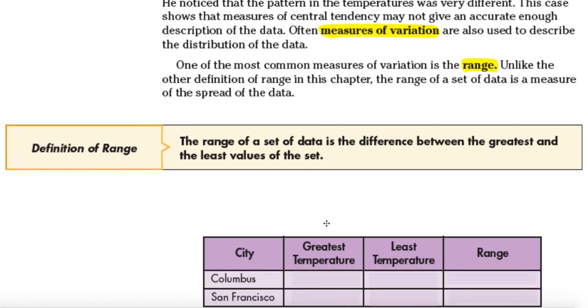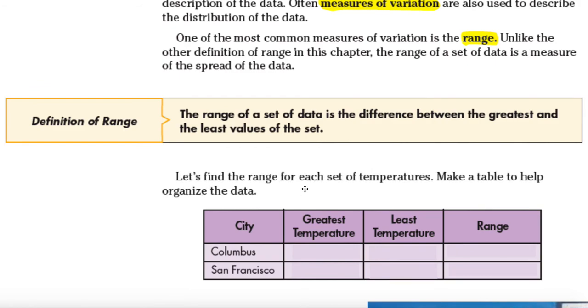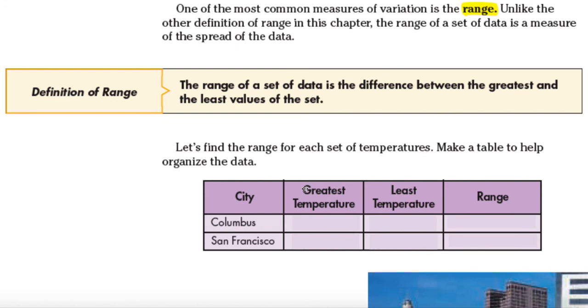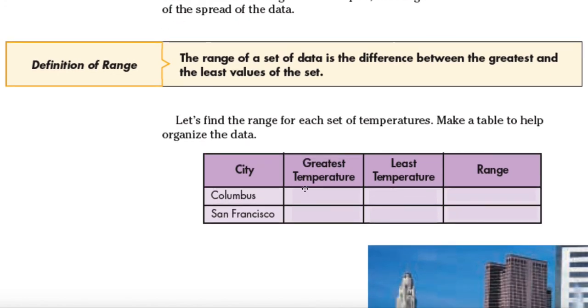And if we want to find the range for each set of temperatures, we have to make a table to help us organize the data. So in Columbus, the greatest temperature in Columbus was 84 degrees, and the least temperature in Columbus was 35 degrees. So the range would be 84 minus 35, or 49 degrees.